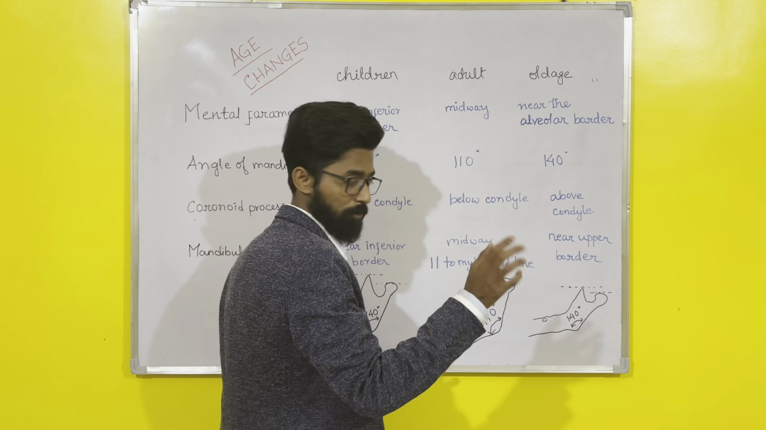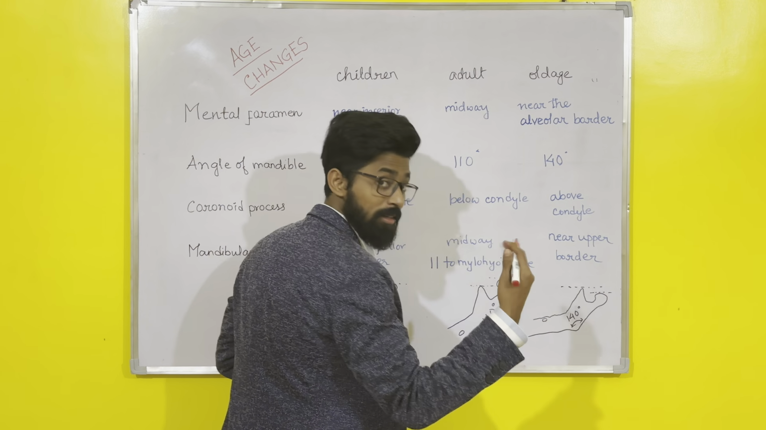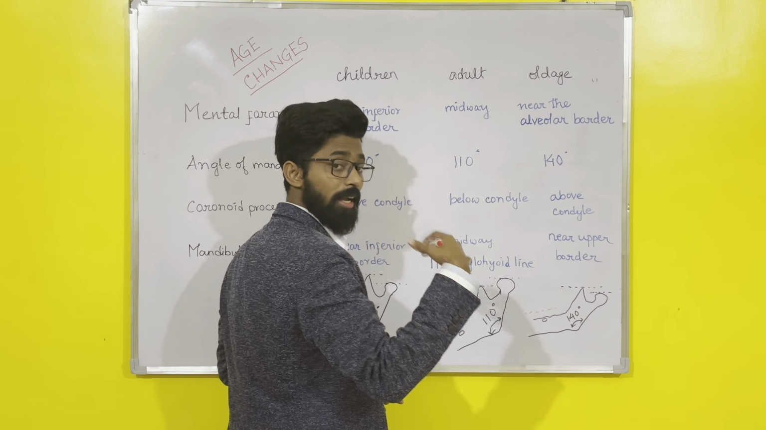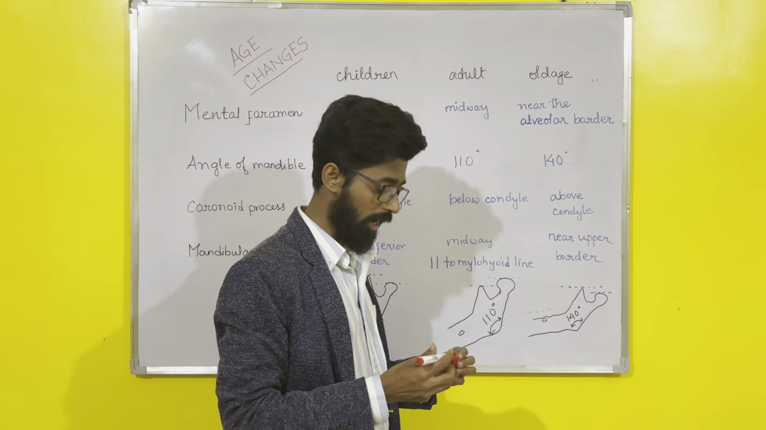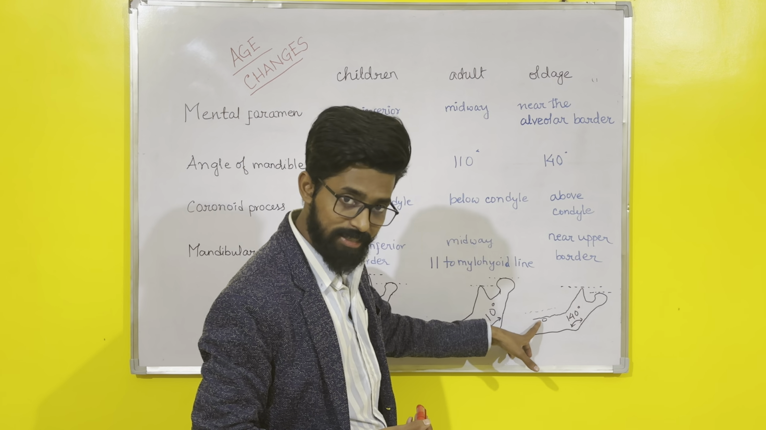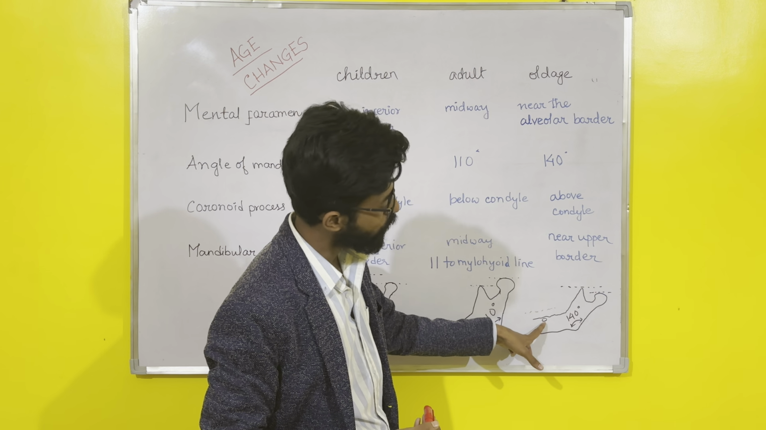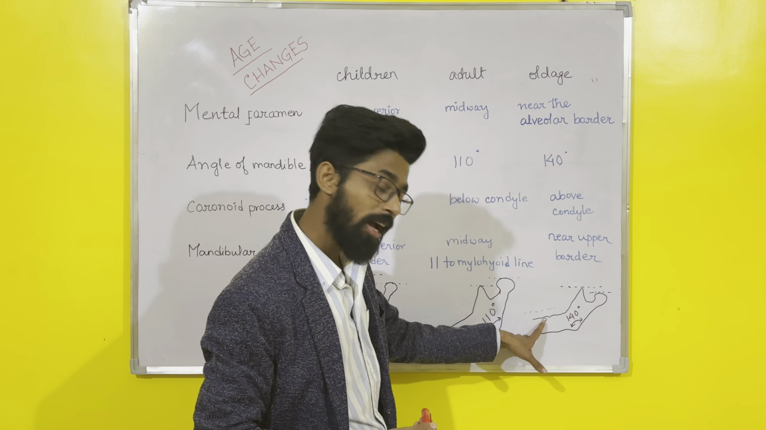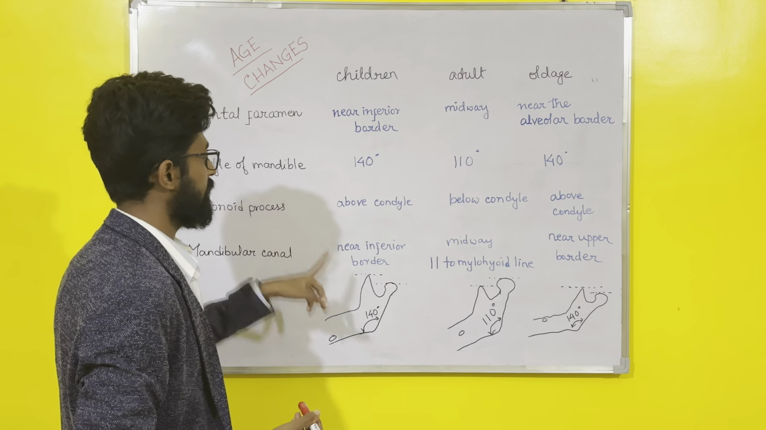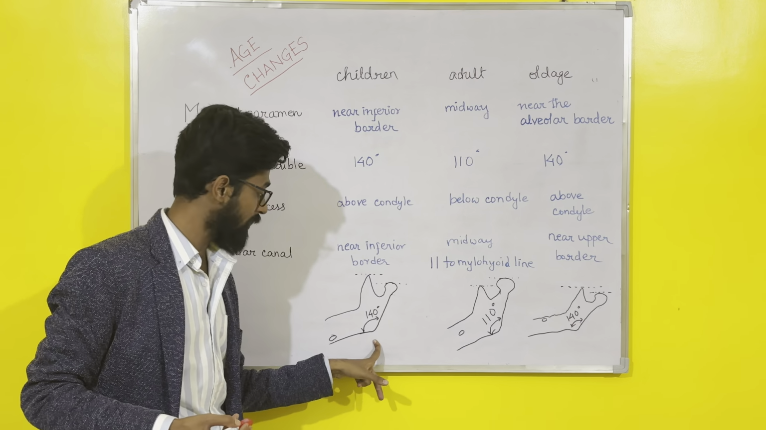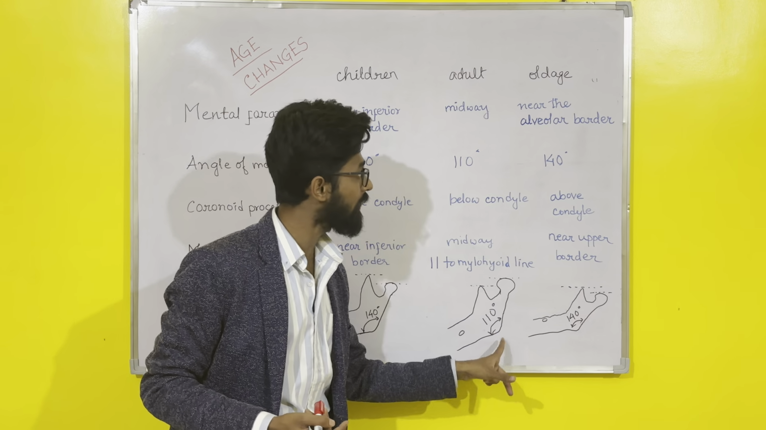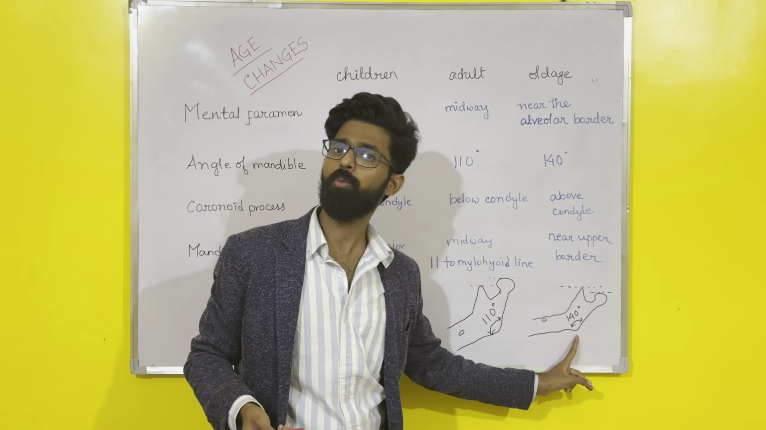Suppose in a normal adult the alveolar border was here, but with age the teeth are shed, so the alveolar bone resorbs and its height decreases. The height of the alveolar crest decreases, so the mental foramen appears closer to the alveolar border. Next is the angle of the mandible. In children the angle is 140 degrees. In adults it decreases to 110 degrees. In old age it again increases to 140 degrees.